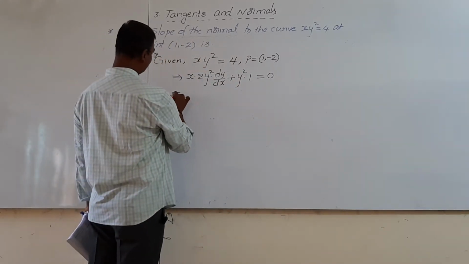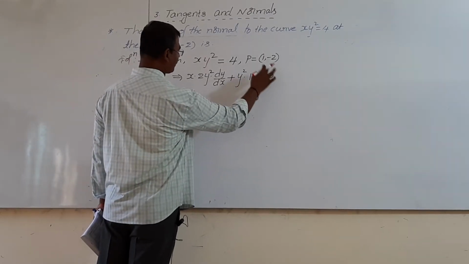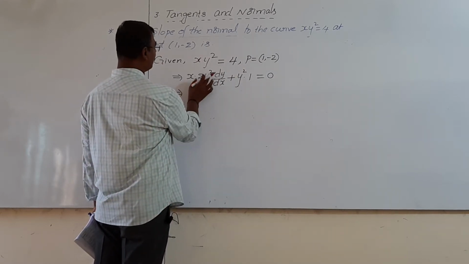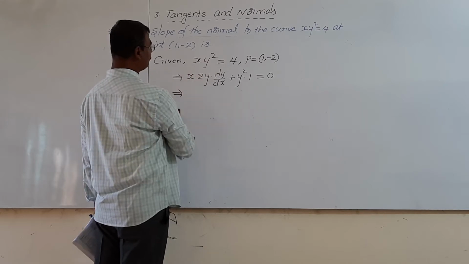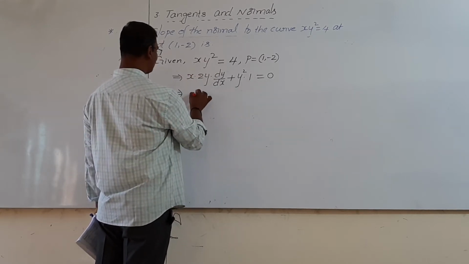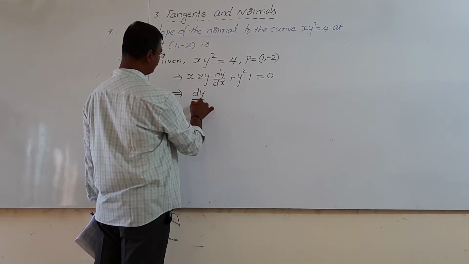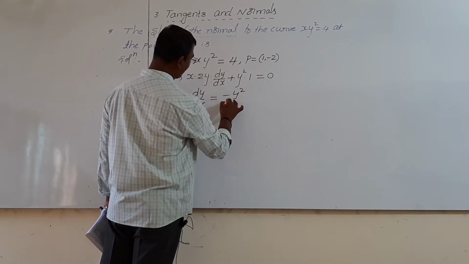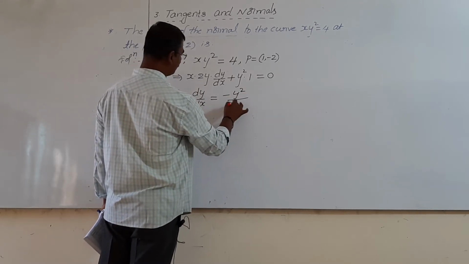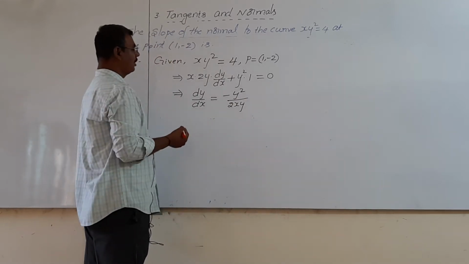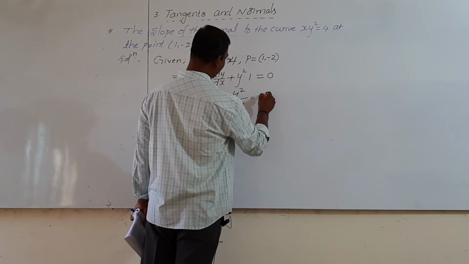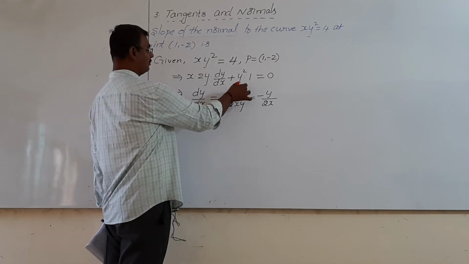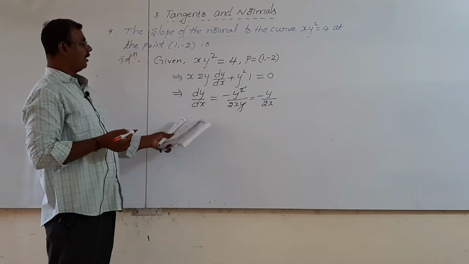Now simplifying, plus y square, taking this side, we get minus y square. Here 2y, the derivative is 2y. So taking this side, dy by dx is equal to minus y square divided by 2xy. It is also equal to minus y divided by 2x. Y gets cancelled. So we got dy by dx.